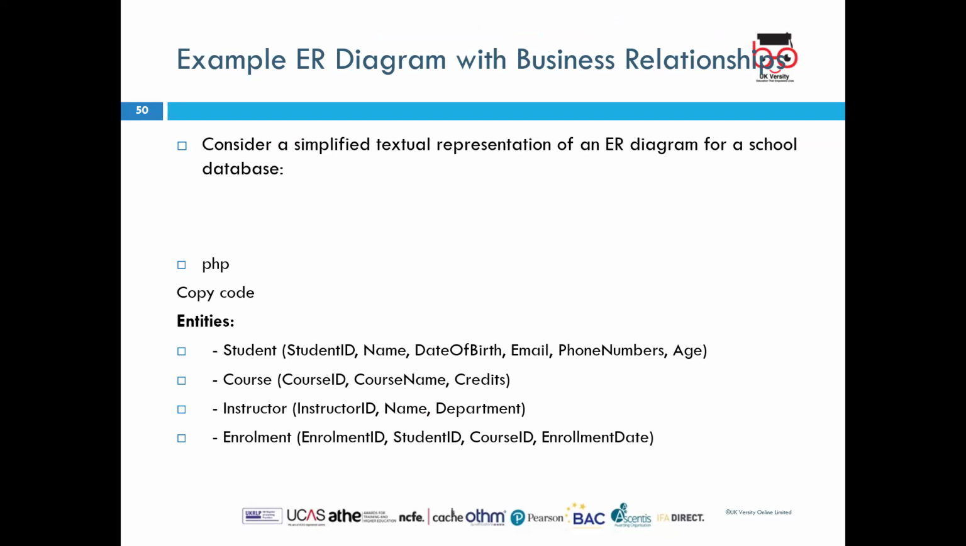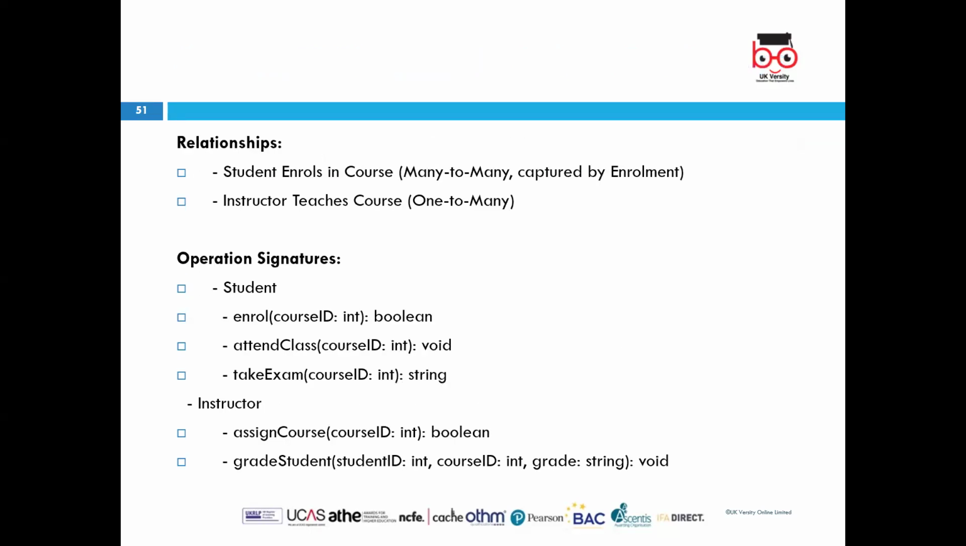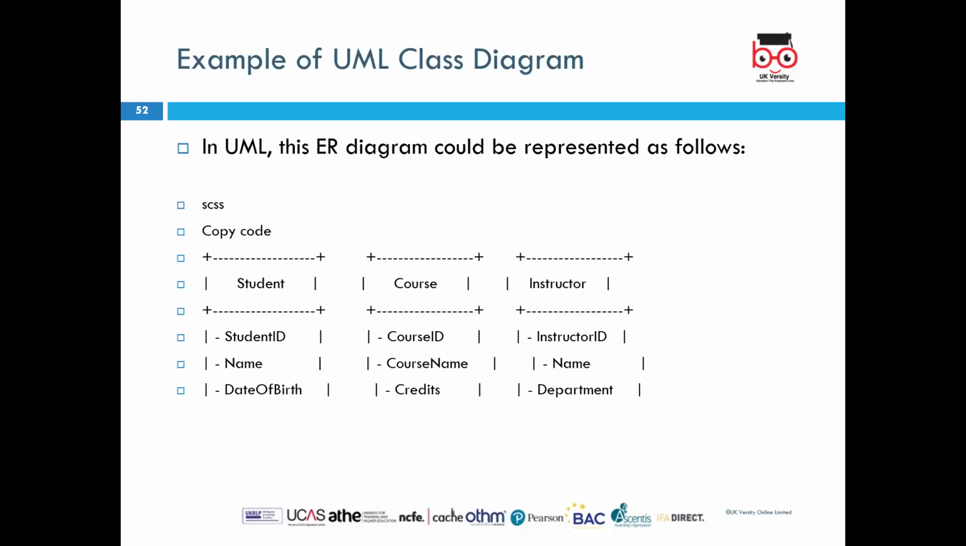So let's have an example where we consider a simplified textual representation of an ER diagram for a school database. So we can see that this is coded with PHP. We now have our entities included, our relationship, and our operation signature. So our graphical representation, our diagram, the graphical representation of our UML will now be added as follows.